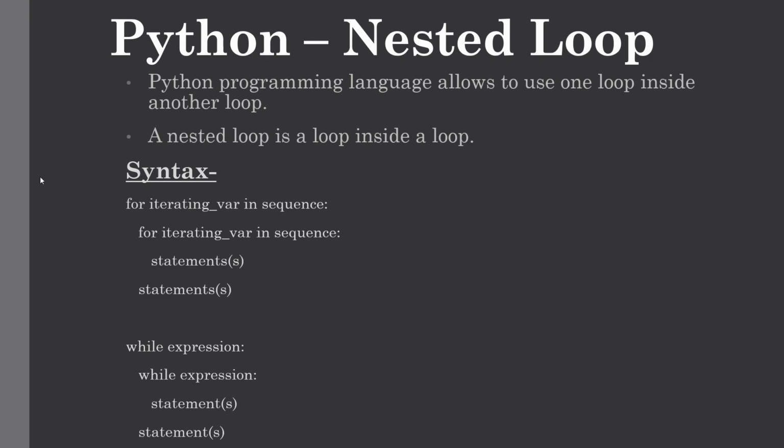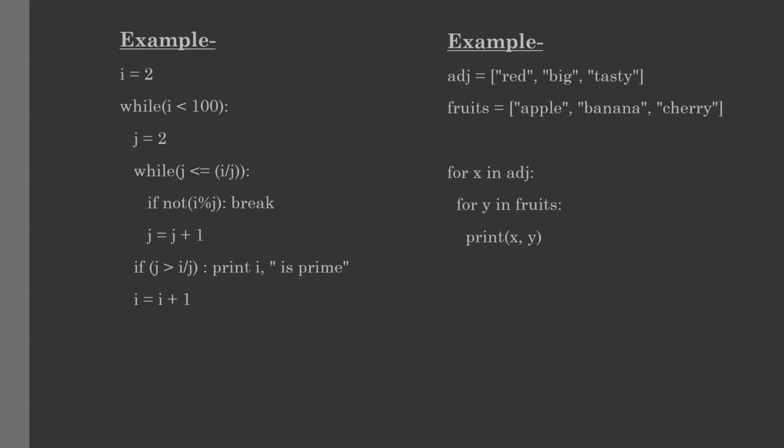In the first example we have used a for loop inside a for loop, and in the second one we have used a while loop inside a while loop. We have already covered what a for loop and a while loop are in our previous lectures. One note is that we can put any type of loop inside any other type of loop. For example, a for loop can be inside a while loop and vice versa.